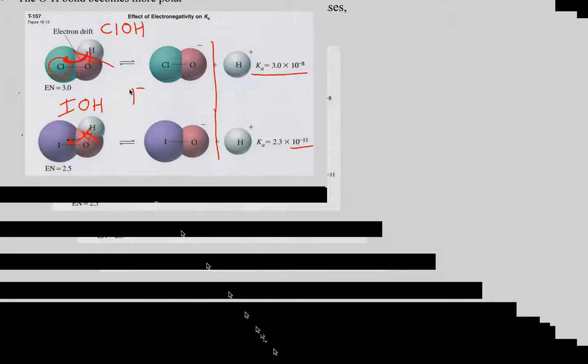They would never do this. They would never come to you and say, is IOH a weak acid or an alcohol? That's what they wouldn't do. But they could ask you to do this comparatively. Is that okay?